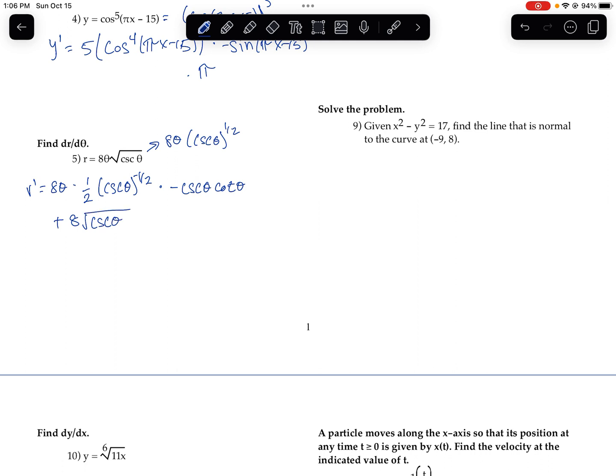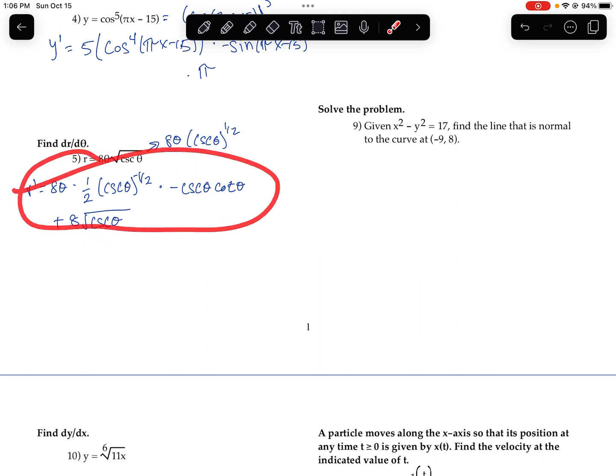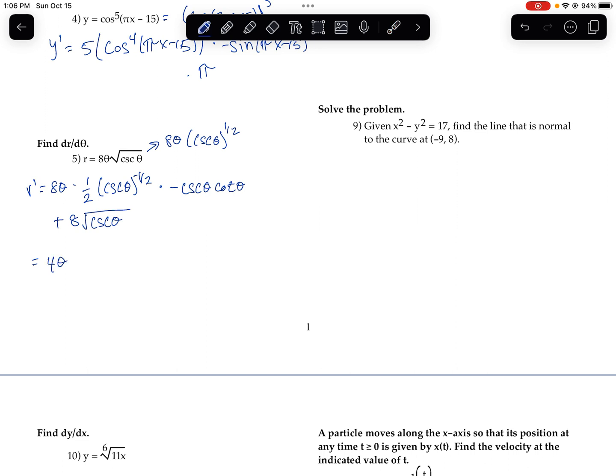Okay, now as for simplifying, the calculus is all done right now, so this looks great. If you want to simplify it like how it is in the back, you obviously have the 8 and the 2, that would make that 4 theta. Now if you think about this right here, this is a cosecant to the negative 1/2, and this is a cosecant first power. And these are the same. It's like if I were to say, I'm going to bring this negative out here. So it's going to be negative 4 theta.